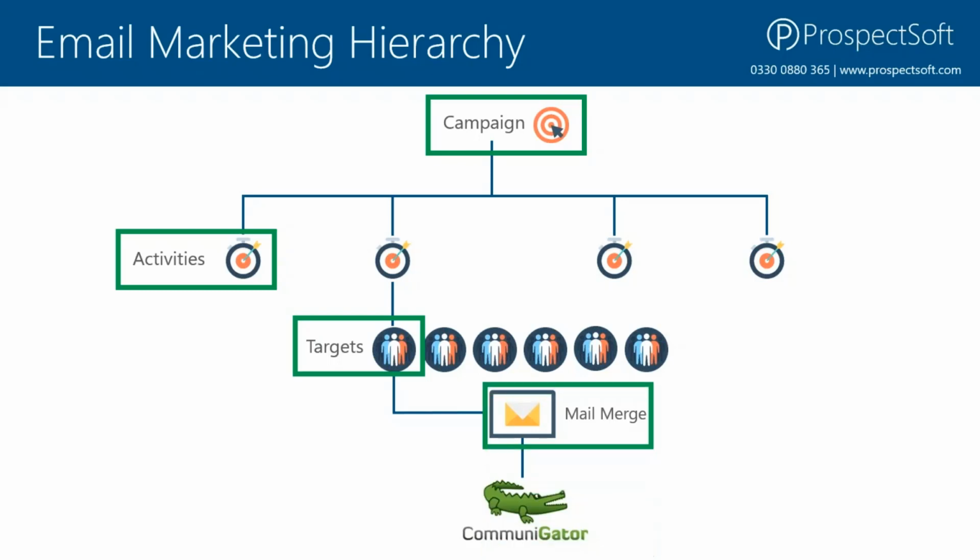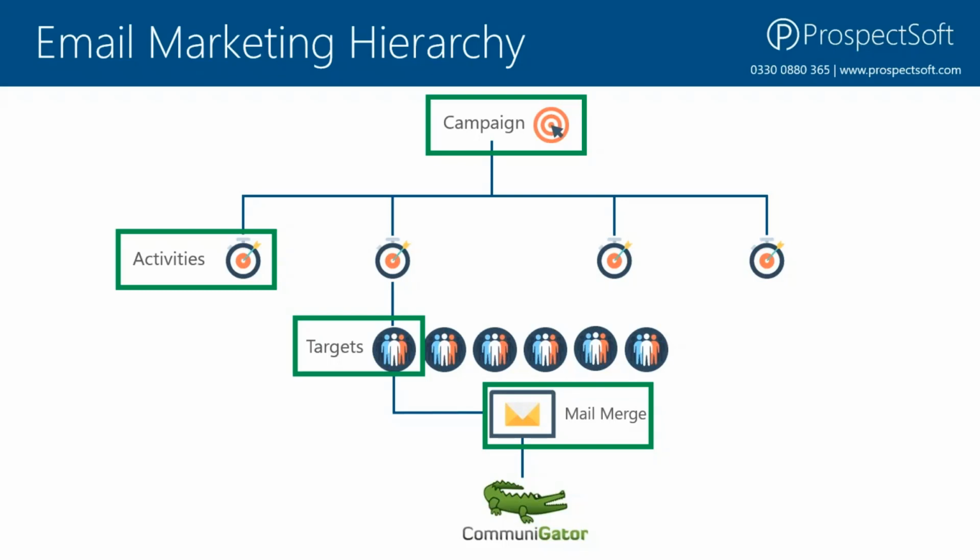And then you mail merge these to Communicator. All the email editing is actually done in Communicator, and all the list building is done in the CRM, which is where your data is. If you think of them separately in that way, that can help separate them a little bit.